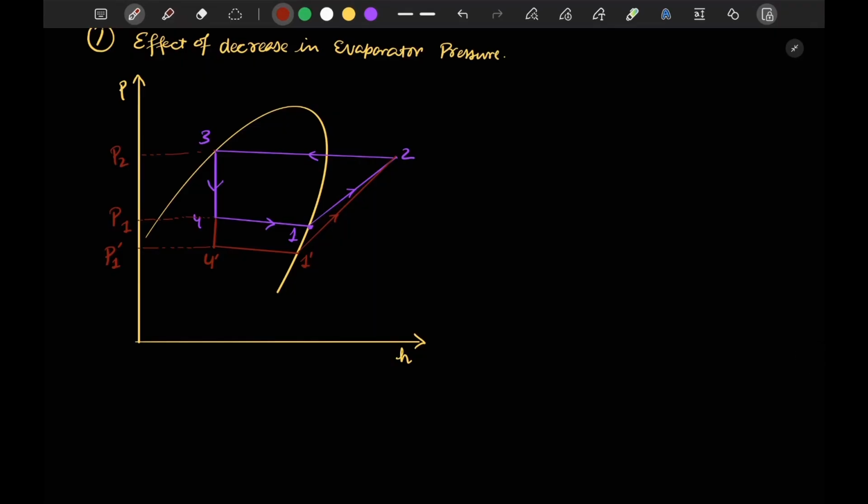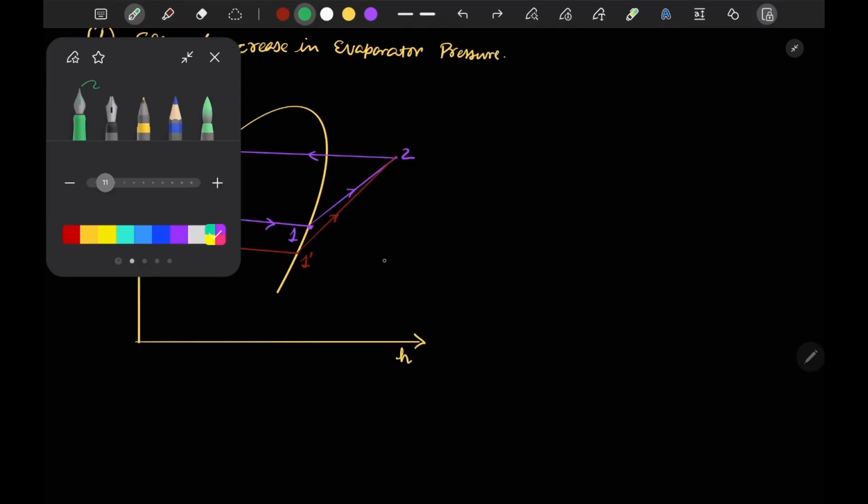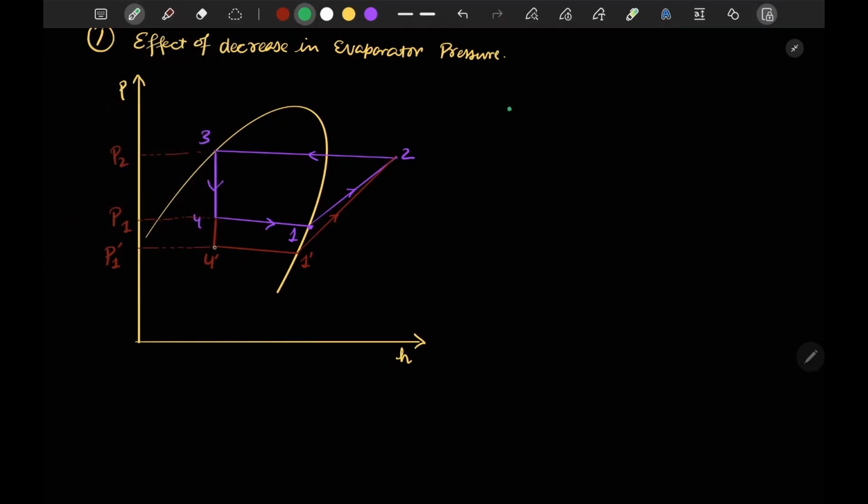So let's see what conditions we get here. As the evaporator pressure decreases, first we see that our refrigeration effect decreases. Initially it was this much amount, H1 minus H4. So initially this was our refrigeration effect.